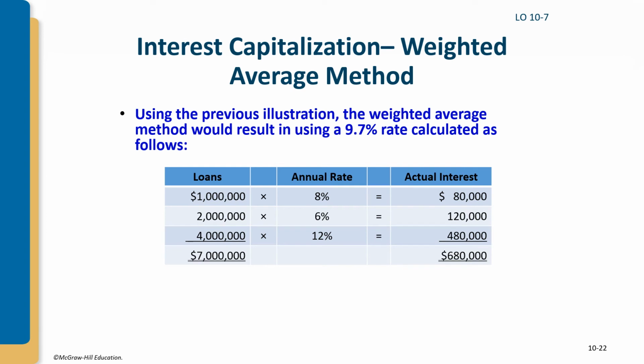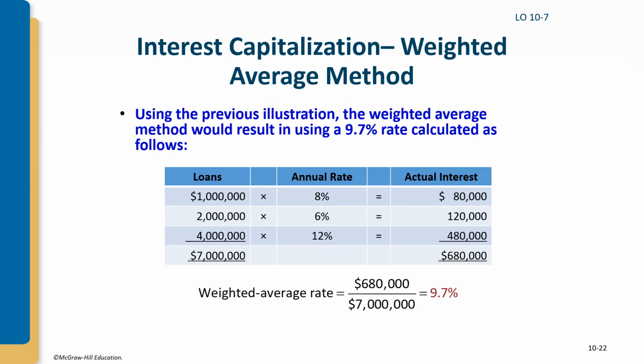So remember the prior example. Using the previous illustration, what this is saying is, okay, how much in loans do you owe? What are the principal amount of loans for the year? $7 million. What's the total amount of interest you will pay on all those loans? $680,000. If you divide $680,000 by 7 million, that gives you a weighted average interest rate of 9.7%.